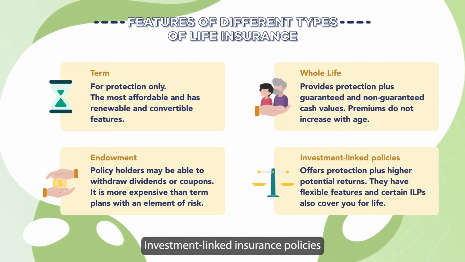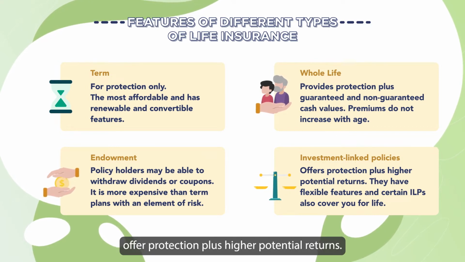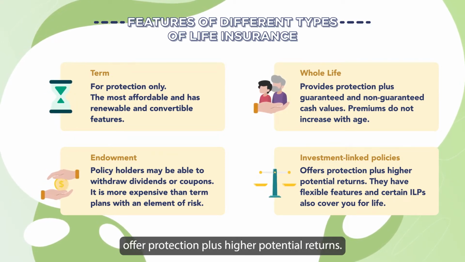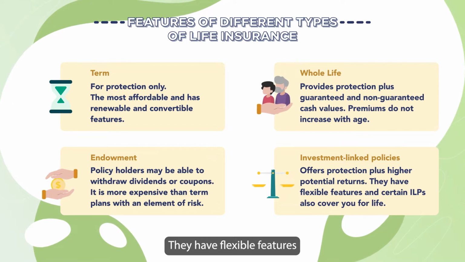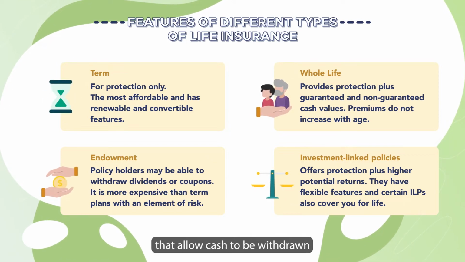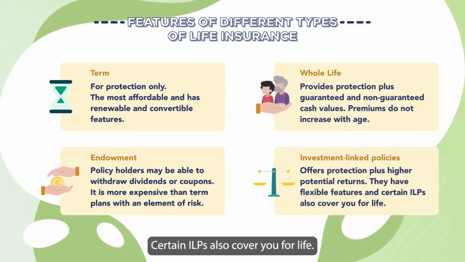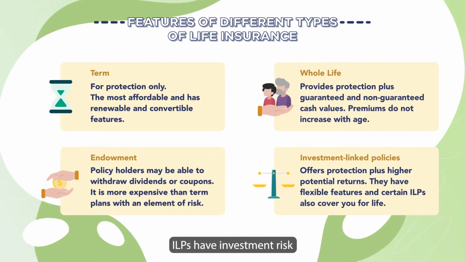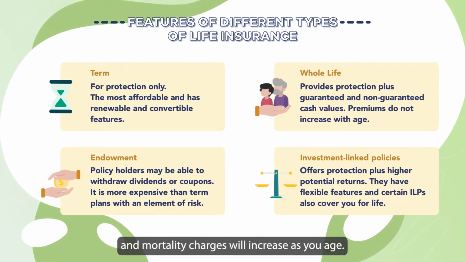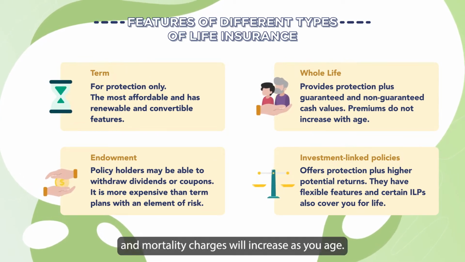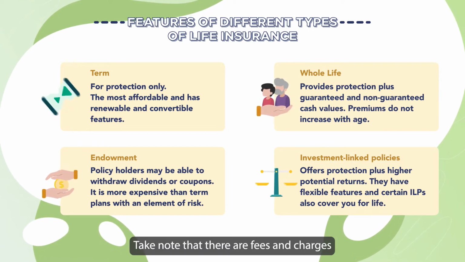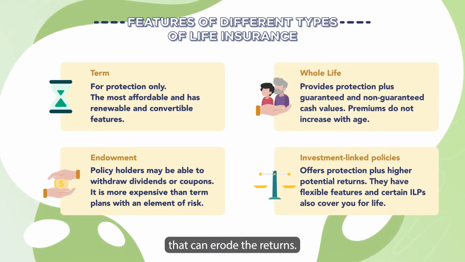Investment-linked insurance policies offer protection plus higher potential returns. They have flexible features that allow cash to be withdrawn by selling the units in the fund. Certain ILPs also cover you for life. ILPs have investment risk, and mortality charge will increase as you age. Take note that there are fees and charges that can erode the returns.